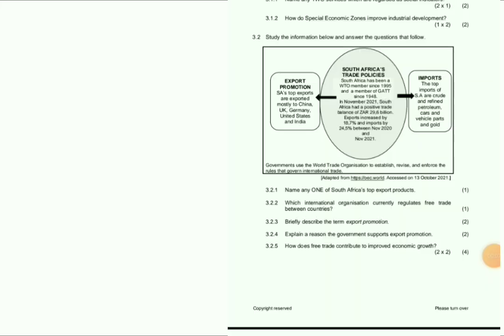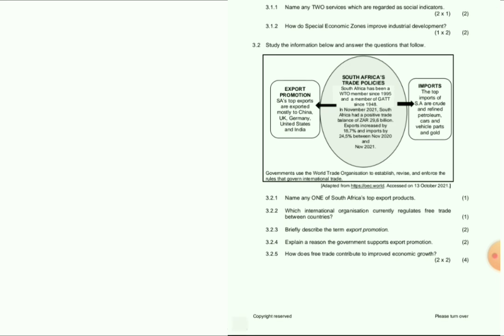As we begin, economic pursuits, question 3. Answer the following question. Name any two services which are regarded as social indicators, which is very straightforward. Two services regarded as social indicators: electricity, water supply, and garbage removal.